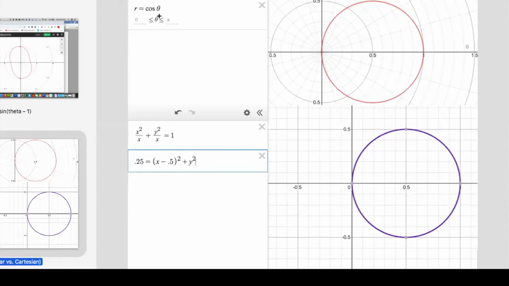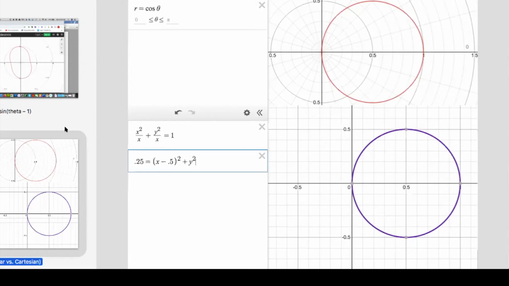Here's r cosine theta, that's this circle right here. And if I put in what I just figured out, which was 1/4 is equal to x minus 1/2 squared plus y squared, that becomes this. It's the same graph. Two equations that give you the same values. They're equivalent equations.